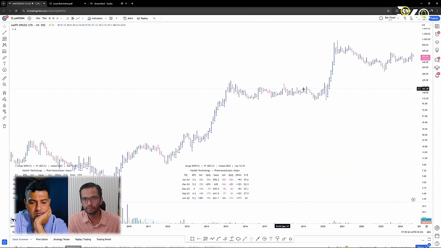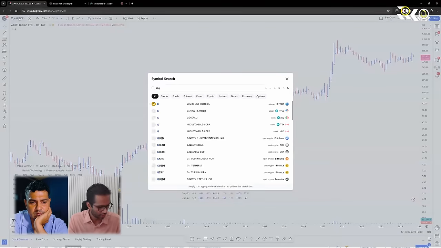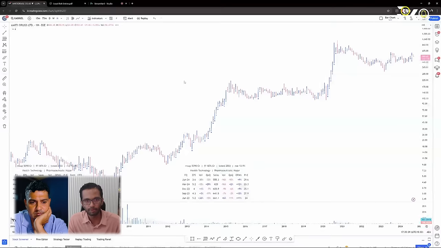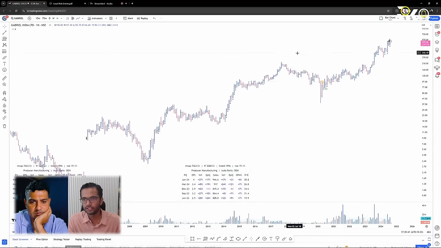This was a very, very long base in Aarti Drugs. The stock did nothing for almost 6 years. And when it came out, it moved 4x within 4 months. So you have to look for these longer base breakouts. Gabriel, for example, was one chart. The stock almost did nothing from 2017 till 2023, 6-7 years. And when it came out, it went from 200 to 500 quickly.